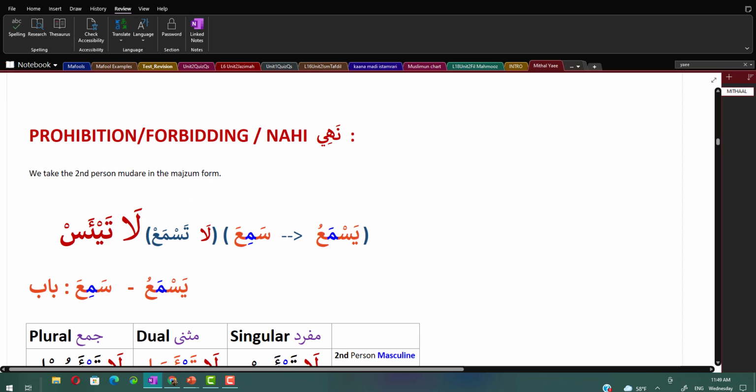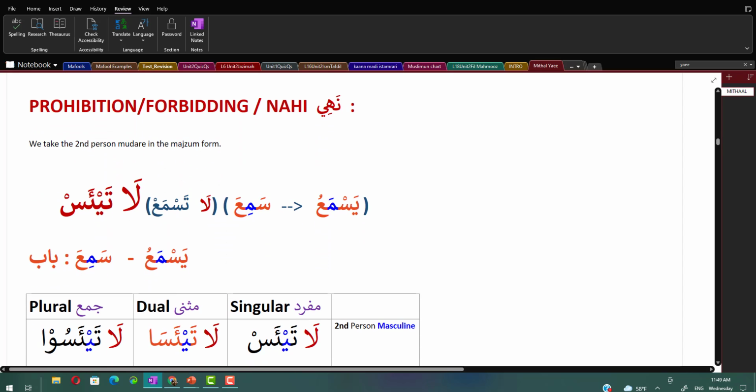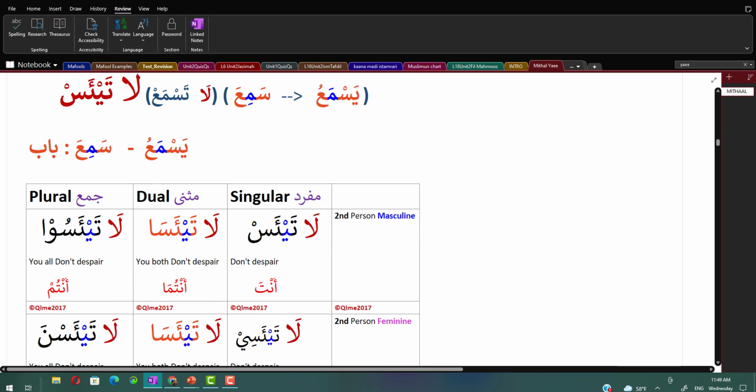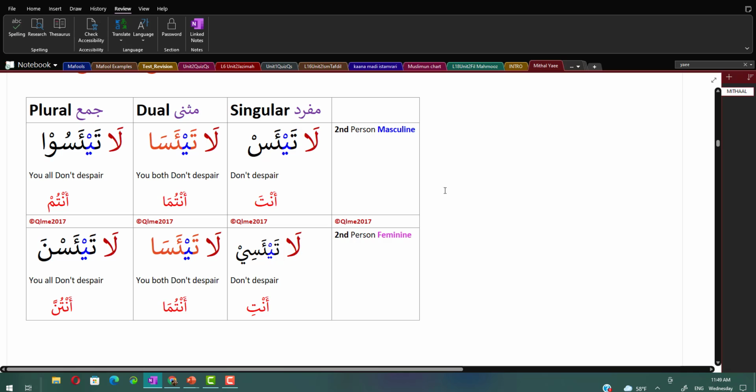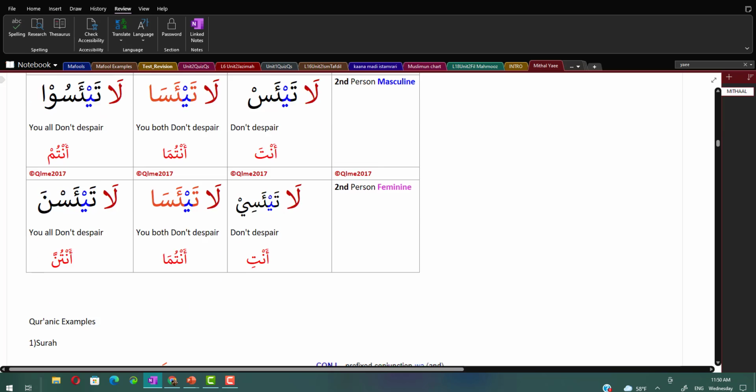And prohibition or forbidding, how do you make it? You take the second person mudari in the majzoom form, and you have a la of prohibition before it. So la tasma becomes la tay'as. So the chart is la tay'as, la tay'asa, la tay'asu, la tay'asi, la tay'asa, la tay'asna. Don't despair, you both don't despair, you all don't despair.